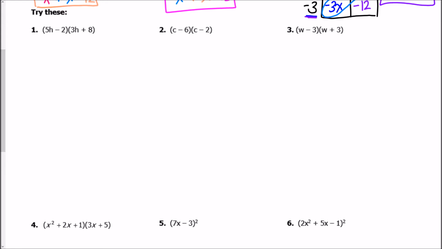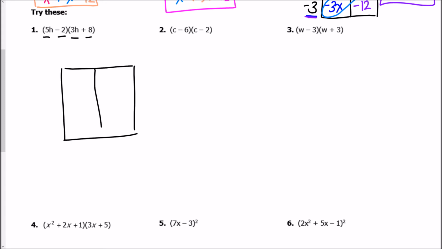So if you notice right here, we've got 2 terms by 2 terms. So what I'm going to do is I'm going to draw a box that is 2 by 2. And here I've got 5h, and here I have to write negative 2 because this says minus 2. And on this side right here, I'm going to write 3h, and I'm going to write 8. Okay? So to figure out what goes in this box, it's 3h times 5h, which is 15h to the power of 2, because you always add your exponents.